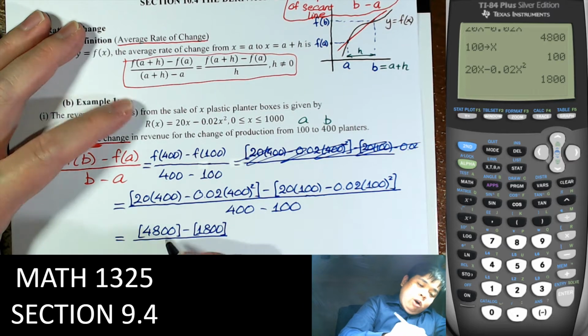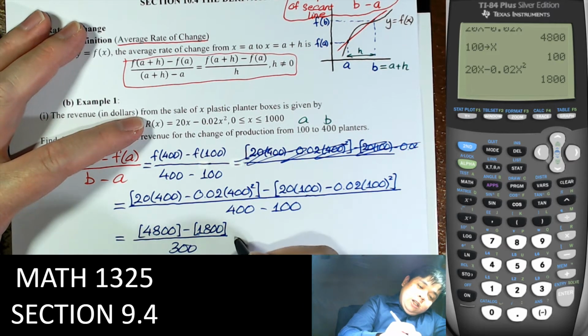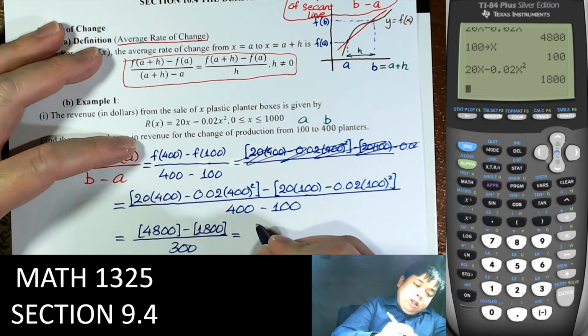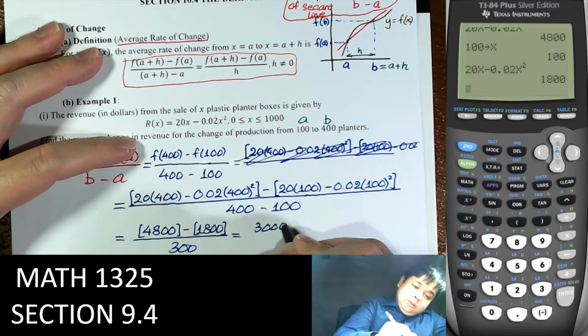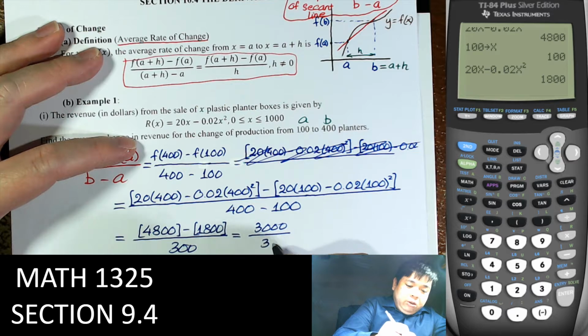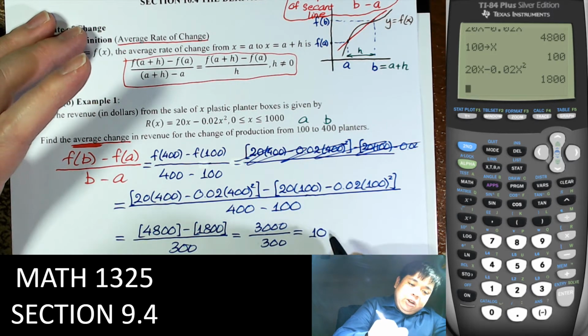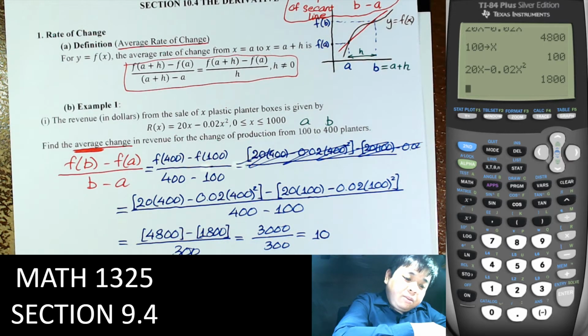400 minus 100 is 300. So 4800 minus 1800, that's 3000 over 300. The answer is 10. So every change from production is 10. What does that mean?